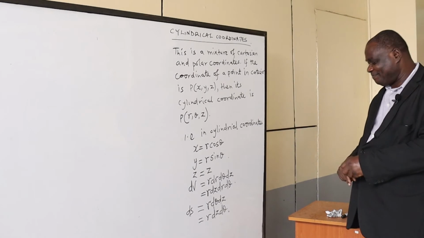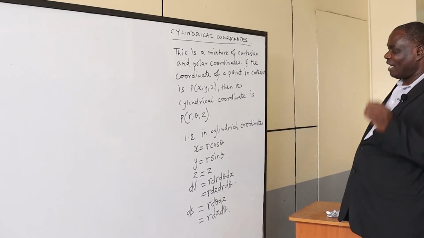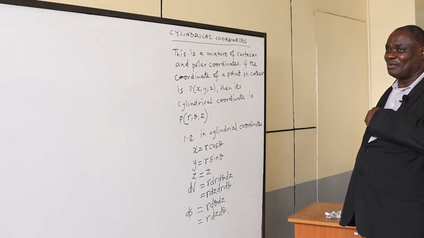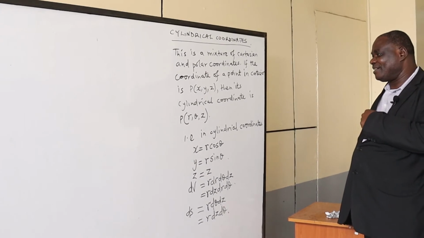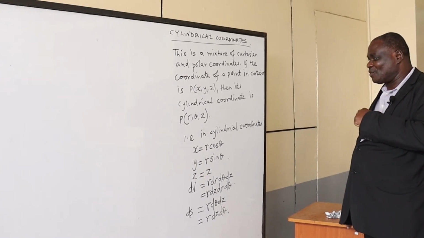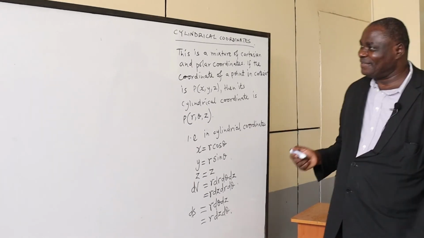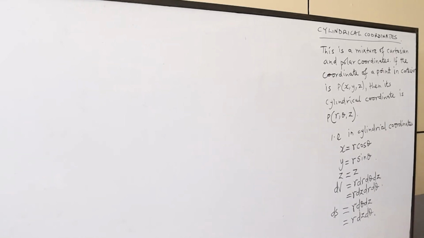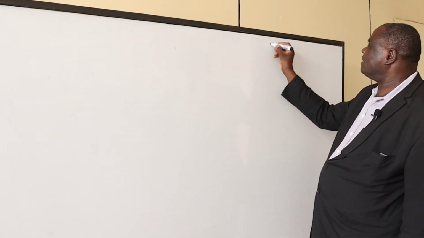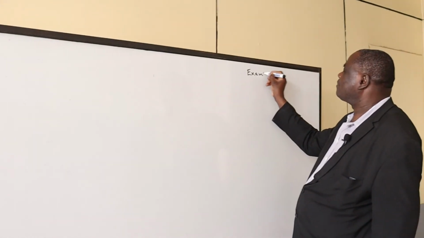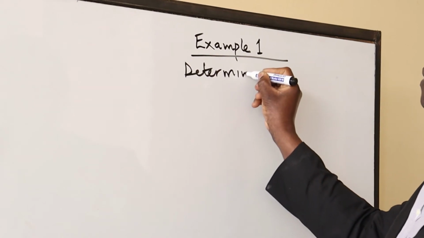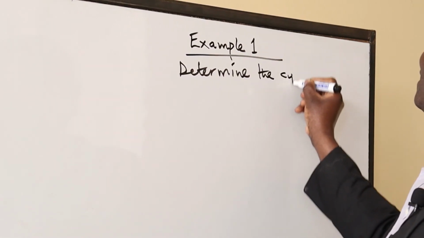Now with this, we can have an example to show the conversion of a coordinate of a point into cylindrical form. Example: determine the cylindrical coordinates.